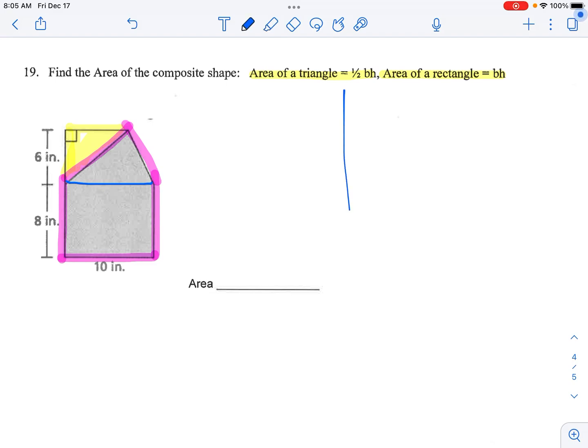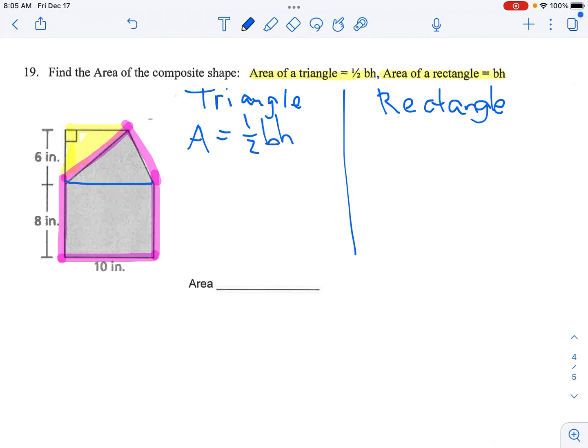All right, so I'm going to divide my workspace. I'm going to solve for my triangle on the left and my rectangle on the right. So the formula for the area of a triangle is 1/2 times base times height, and my rectangle is base times height.